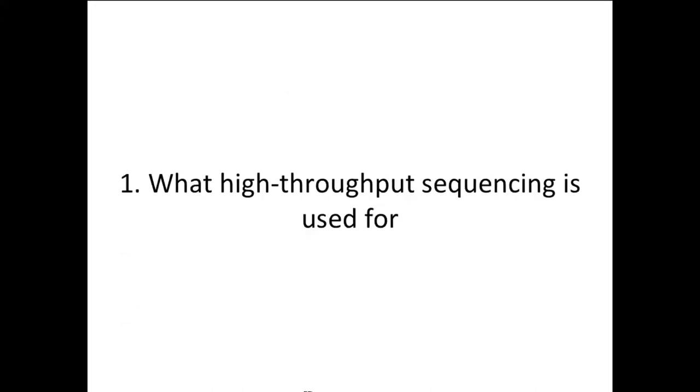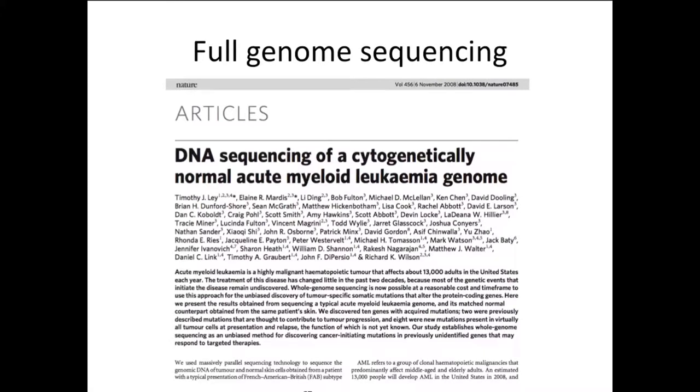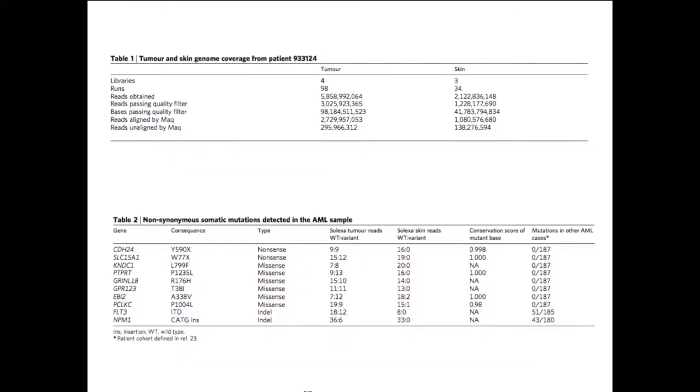Okay. So, what is high-throughput sequencing used for? Many of you have used high-throughput sequencing. Obviously, it's used for full genome sequencing. This is actually the first paper that reported the sequencing of a full genome using short reads. That was a cancer genome, a leukemia genome. And just to give you a sense, these are numbers about how many reads and how many runs of a sequencer, a little while ago now, were used to sequence these genomes. So we're talking about 100 runs for one genome.